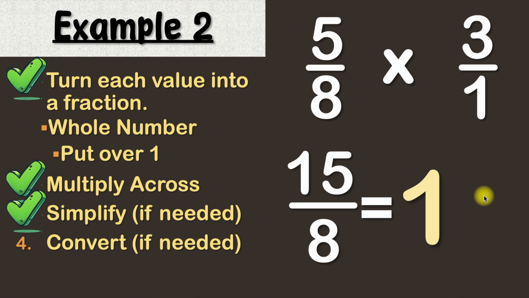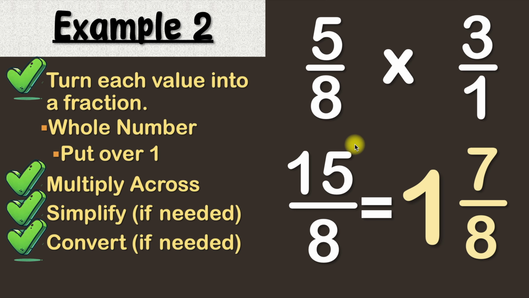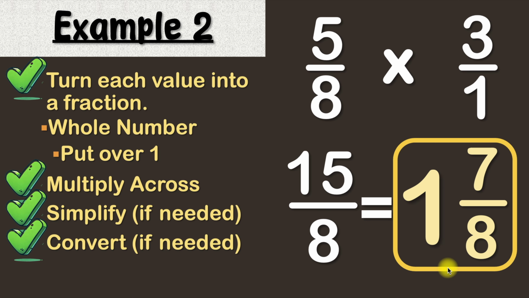So we'll put our 7 over here because the remainder becomes the numerator, put our fraction line, and then keep the denominator the same. So we'll place an 8 here. Now that we have our mixed number, we're done with step 4. Meaning the final answer to 5 over 8 times 3 over 1 is 1 and 7 over 8.